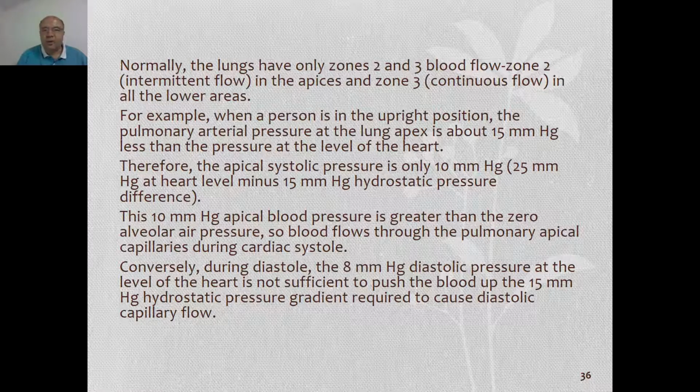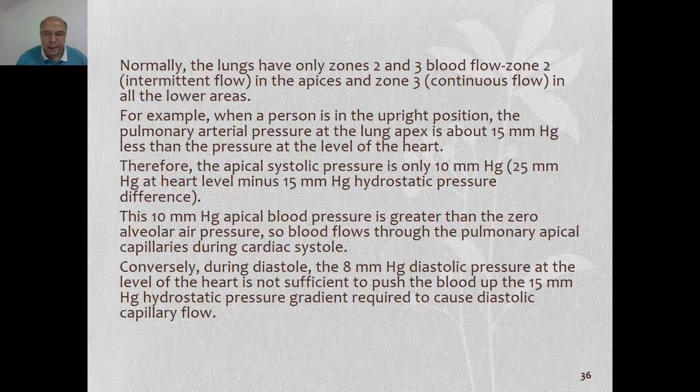For example, when a person is in the upright position, the pulmonary arterial pressure at the lung apex is about 15 mm mercury less than the pressure at the level of the heart. Therefore, the apical systolic pressure is only 10 mm mercury, 25 mm mercury at the heart level minus 15 mm mercury hydrostatic pressure difference. This 10 mm mercury apical blood pressure is greater than the zero alveolar air pressure, so blood flows through the pulmonary apical capillaries during cardiac systole.